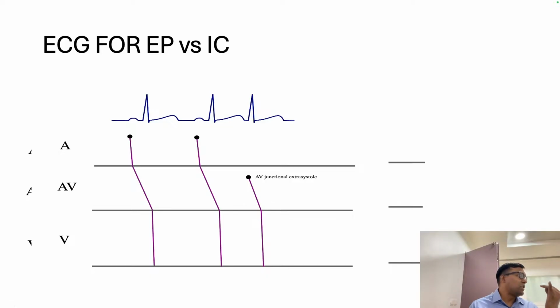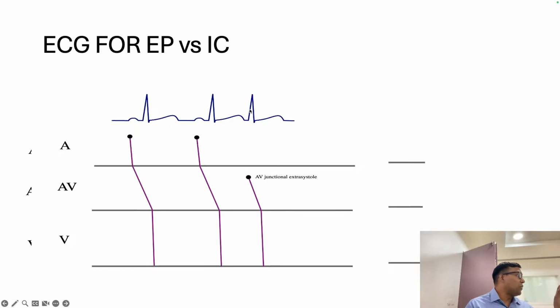Now your hypothesis starts from here. You are not able to see the P wave first of all. There is no P wave. The P wave can be inside the QRS, at the start of it, or at the end. These are three locations.